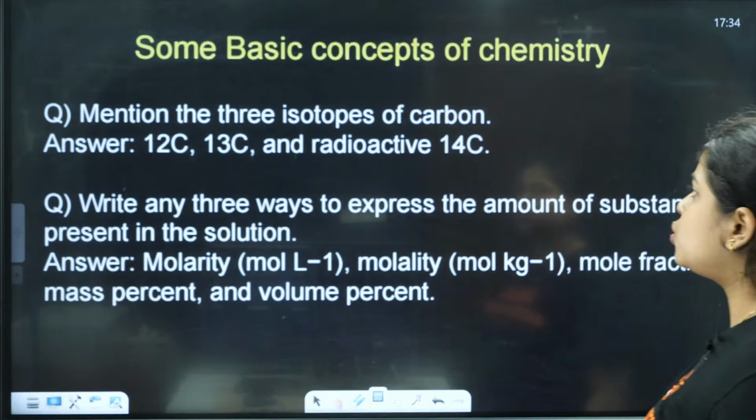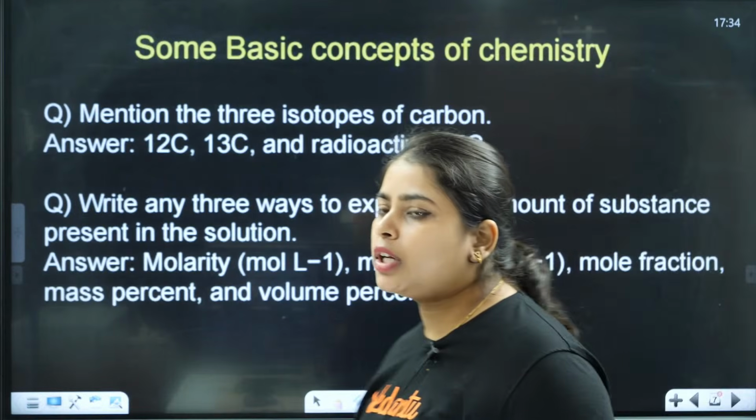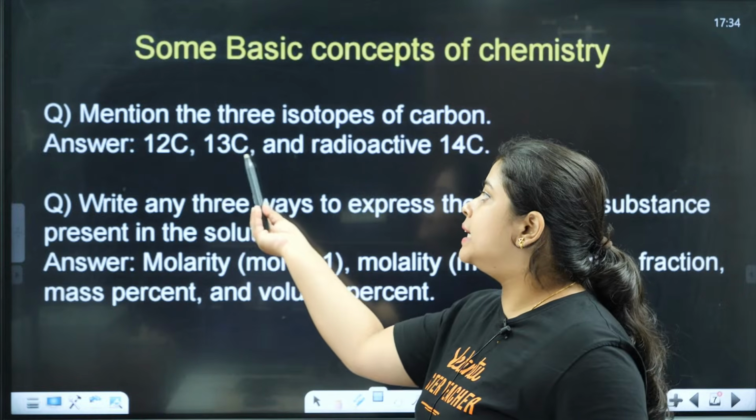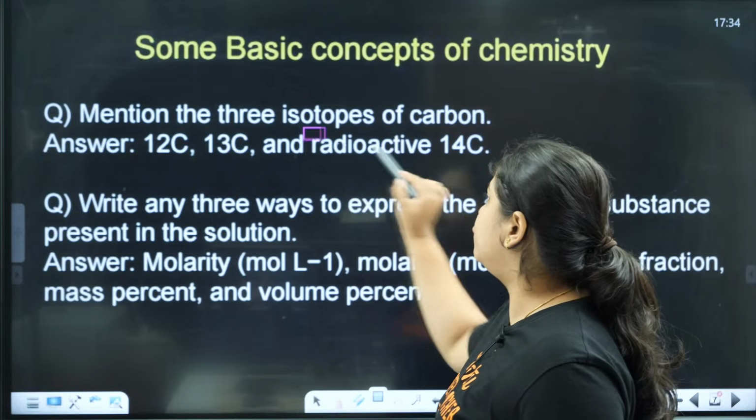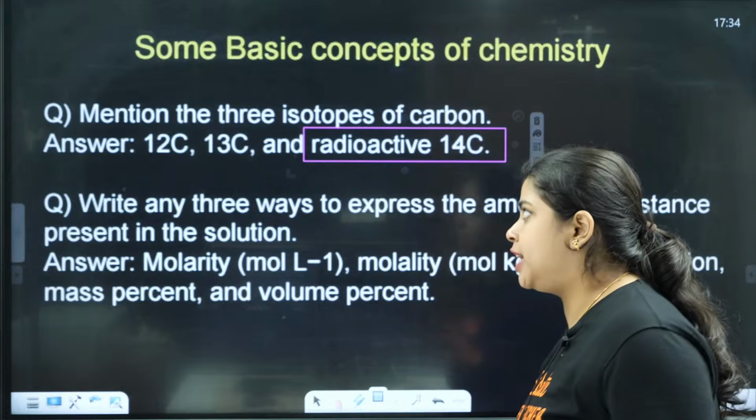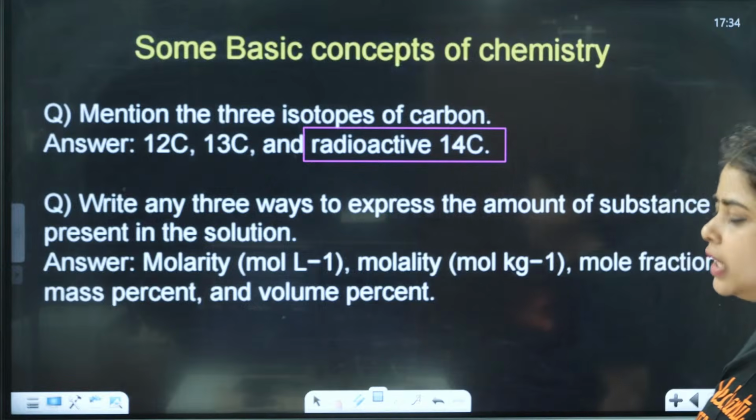Mention the 3 isotopes of carbon. What are the isotopes of carbon? For example, 12C, 13C and radioactive 14C. These are the carbons which are very, very important. 3 isotopes of carbon.